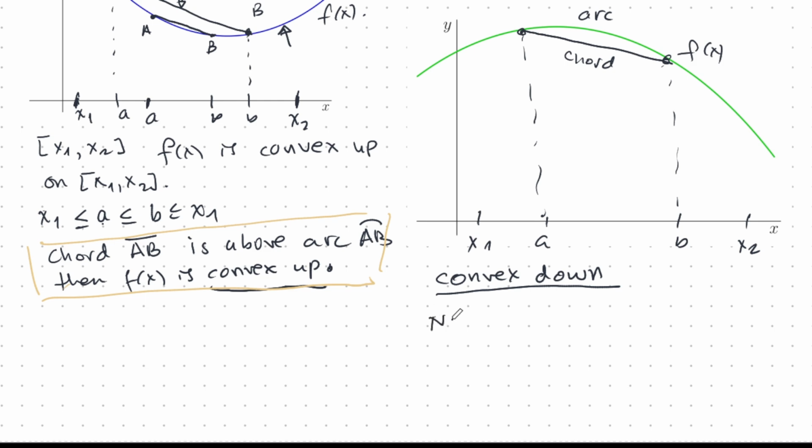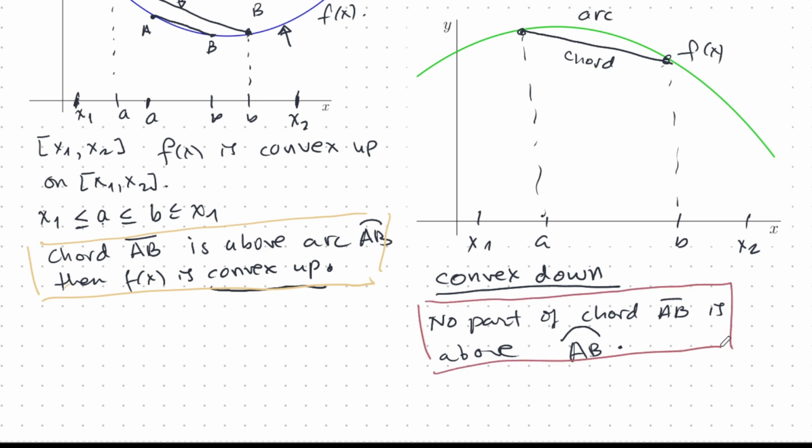So no part of chord AB is above arc AB. So that is convex down. And we see under these definitions, a straight line is both convex up and convex down.